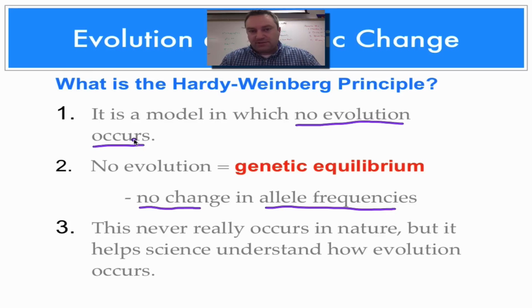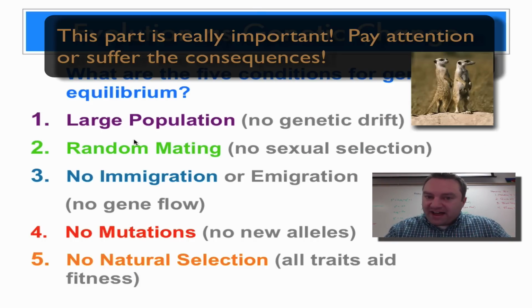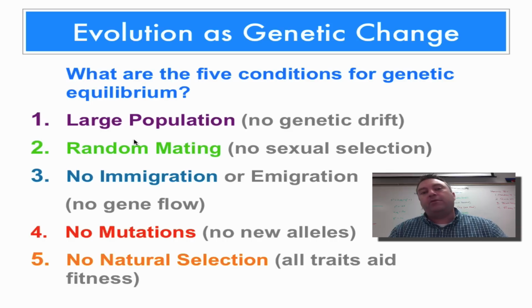Now, for obvious reasons, this doesn't ever really happen in nature, but this model is a great foundation for which we can see why evolution is occurring, or in other words, what is causing the allele frequencies to change. So, really neat concept, and it really kind of mathematically drives home how evolution can occur. Let's move on. Now, there's 5 conditions that have to be met in order for no evolution to occur. In other words, for there to be genetic equilibrium. Remember, genetic equilibrium means that there is no change in allele frequencies, therefore no evolution.